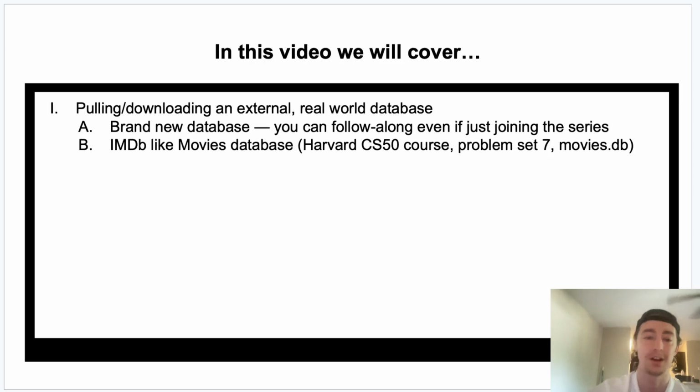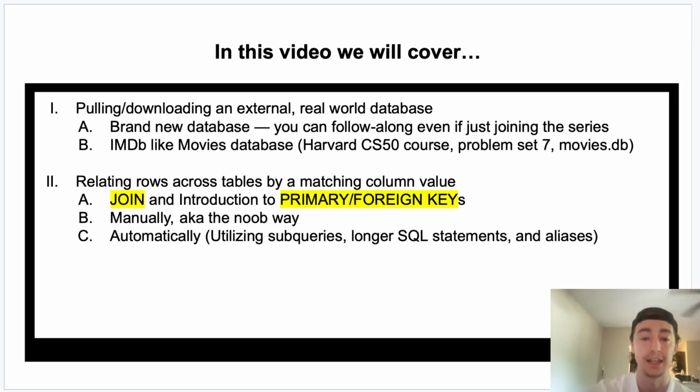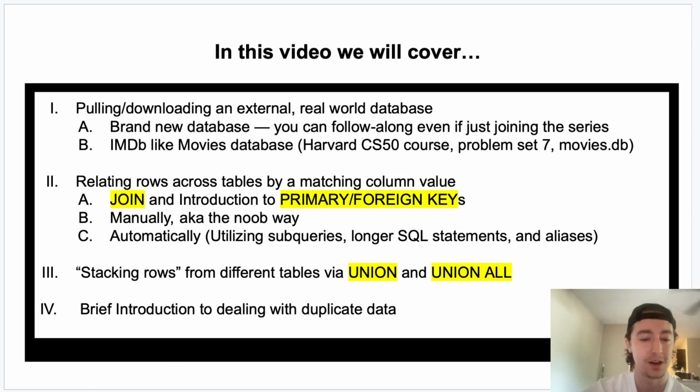And in this video, we're going to be covering how to actually use, or get introduced to, primary and foreign keys and how they relate to the join statement. In order to do that, we're going to be using an external database from Harvard's CS50 course, which is going to be like an IMDb-like movie database. And with this, we're going to be looking at not just join, but also union and union all, and a brief introduction into duplicate data as well that'll come in.